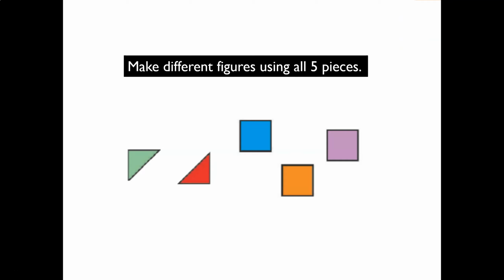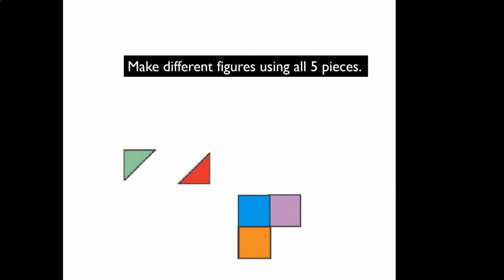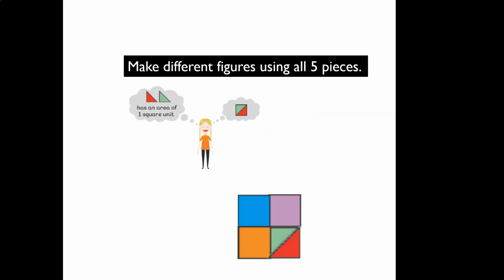Let's see some examples of the figures I made by using all 5 pieces. I wonder what the area of this figure is. I used 3 squares and 2 right-angled triangles. 2 right-angled triangles joined together to make a square. So that means the 2 right-angled triangles have an area of 1 square unit. So we can say our figure has an area of 4 square units.